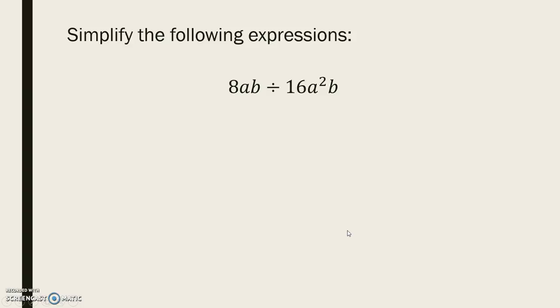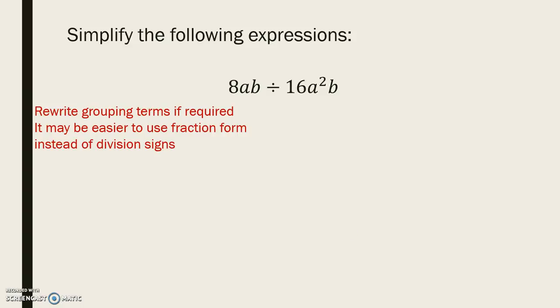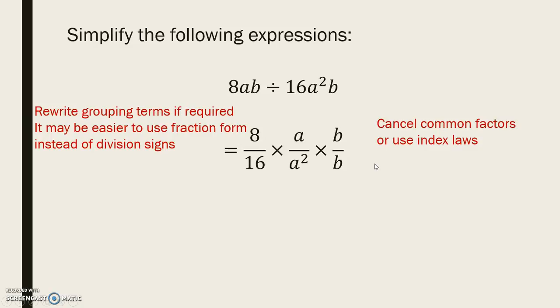Here's another division one. It's written a little bit differently. If you like, write it as a fraction with its components beside each other. So we have 8 divided by 16, a divided by a squared, and b divided by b. So we cancel out anything that's common. So here we cancel 8, because 8 divides into 8 and 16. Here we divide by an a to get rid of the power, so that's actually 2 take the power of 1 here. And then the b's cancel out as well, same as before.